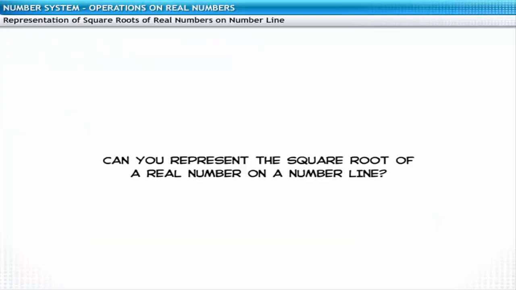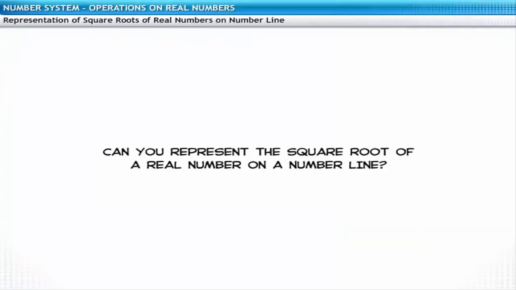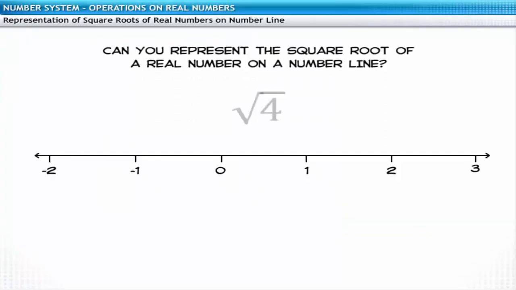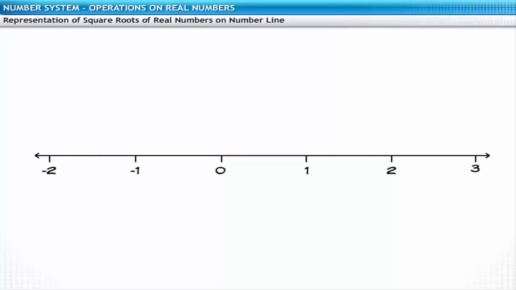Can you represent the square root of a real number on a number line? First, let's consider the square root of 4. We know that the square root of 4 is 2. OA represents the square root of 4 on the number line. Now, can you represent the square root of 2.2 on the number line? To determine its position on the number line, we first find the value of the square root of 2.2. We'll find it geometrically.